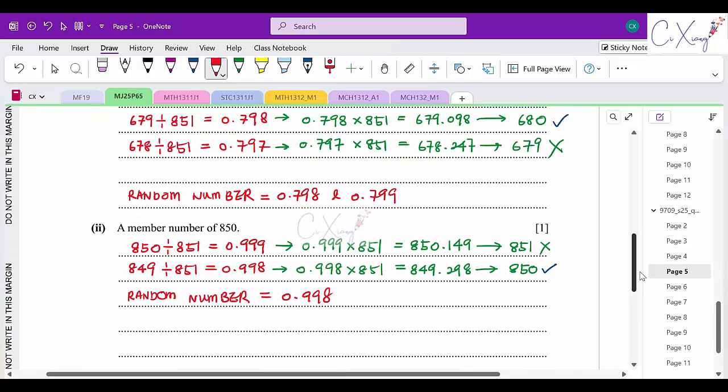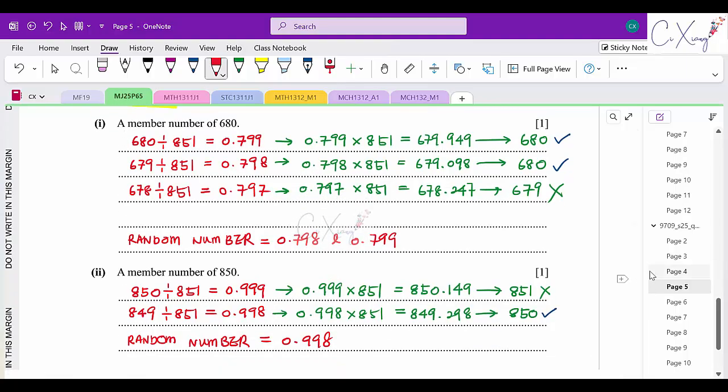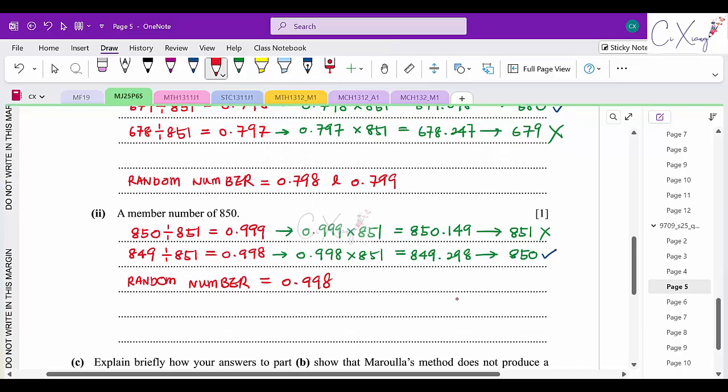Okay, when she wants to select a random sample from members, she depends on the member number. But according to what we calculated just now, you can see that for a member number of 680, it will have a higher chance from the random number to be created, the 680, right? But for 850, you have only one random number that will create 850. So that means you can see from here that it is not a fair random sample because the probability of being selected is not the same. Okay, so this is your conclusion.